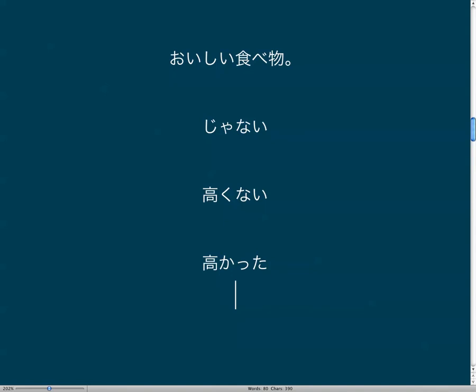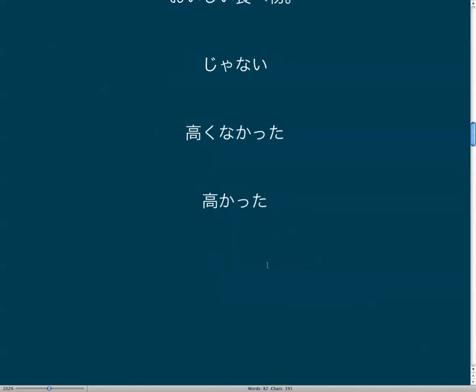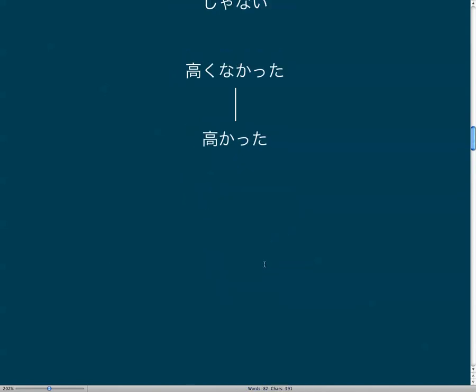And let's look at the negative. Let's go back up here. Takakunai becomes takakunakatta. So was not tall. So takai means tall. Takakunai is negative, means not tall. And takakunakatta is past tense, negative, tall.